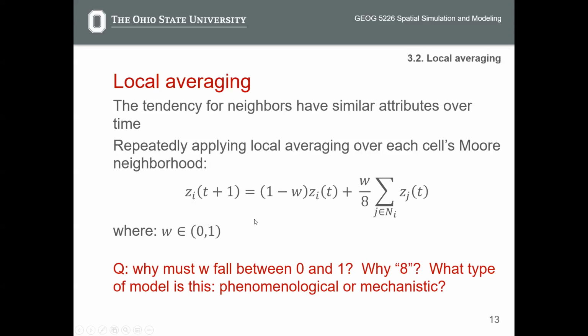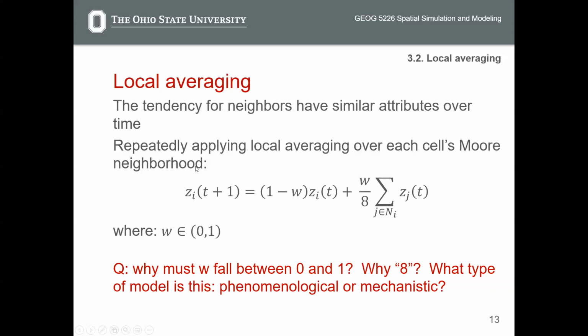I have actually answered them. Why must W fall between 0 and 1? Because it's a weight. It must be a proportion between 0% and 100%. If you choose to assign 0 to W, it means that there will be no contribution from its neighbors. On the other hand, the next value of I is simply decided by its current value, which means there will be no change, right?